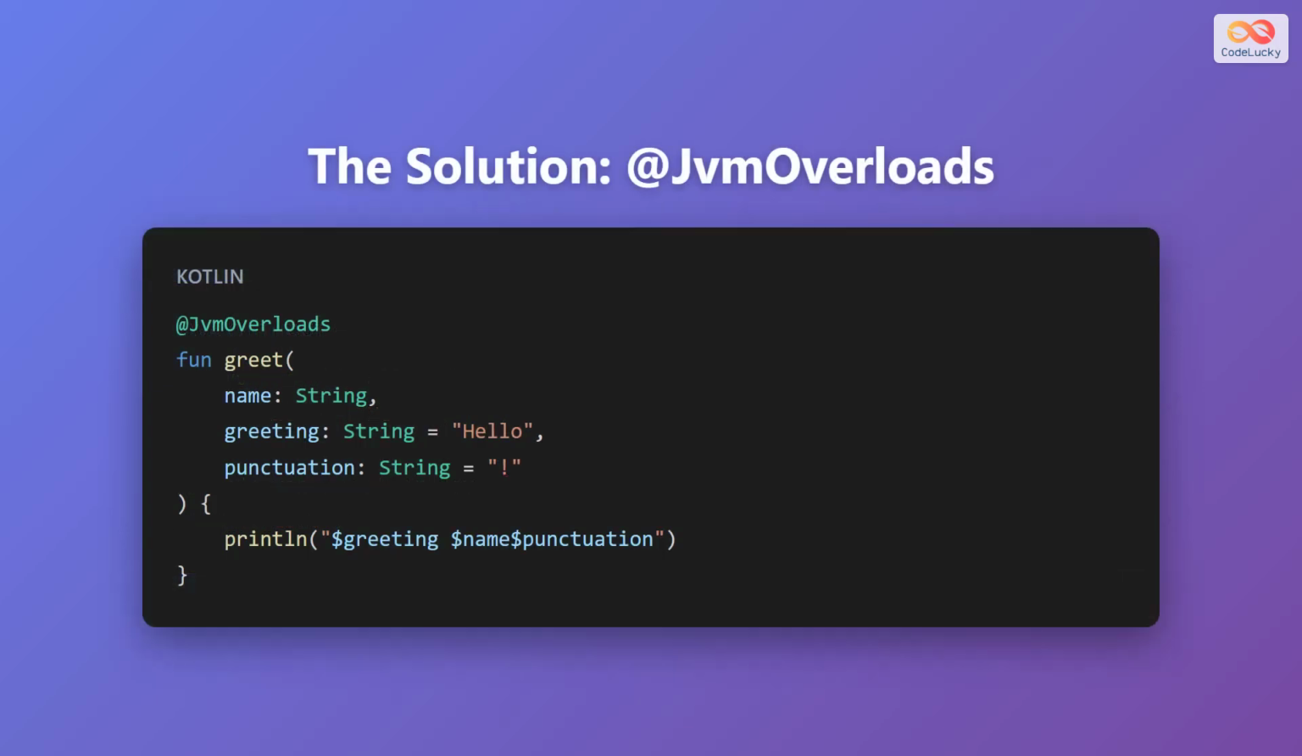The solution is simple and elegant. Just add the @JvmOverloads annotation above your function declaration. This annotation instructs the Kotlin compiler to automatically generate multiple overloaded versions of your function. Now our function becomes Java-friendly while maintaining all the benefits of default parameters in Kotlin code.